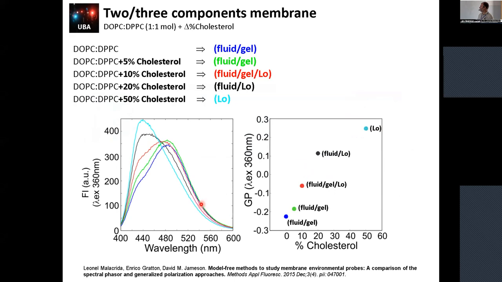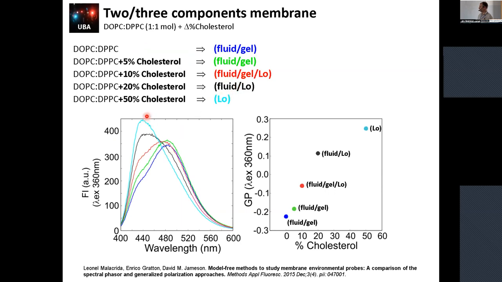So the first example that I picked is a simple example in a cuvette. You have DOPC, dioleoyl phosphatidylcholine, which is fluid at the temperature of the experiment. DPPC is dipalmitoyl phosphatidylcholine, which is solid at the temperature of the experiment. And if you put them together 1:1, you get a fluid-shell coexistence. And if you increase the concentration of cholesterol, it will change from fluid, shell, liquid order, and then fluid, liquid order, and finally liquid order.